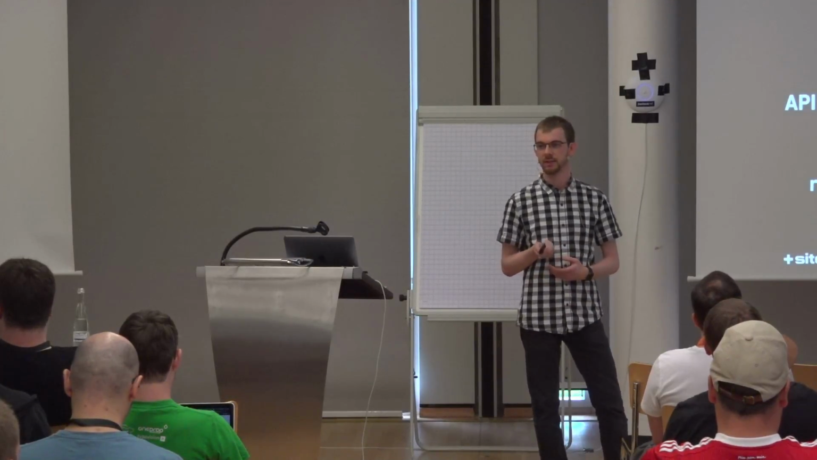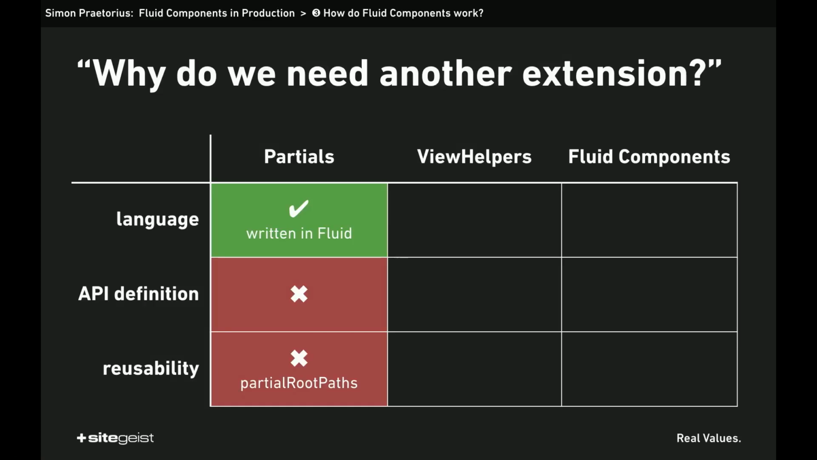So how does that look for partials? Well, partials are written in Fluid. That's the language they use, so that's fine for front-end developers. But they don't really provide an API definition. So you can put some data into the partial, but you don't see from the outside what the partial really needs. You can search for variables inside of the partial, but that's not really good if you want to have a clear API definition and want to separate the presentation from the logic.